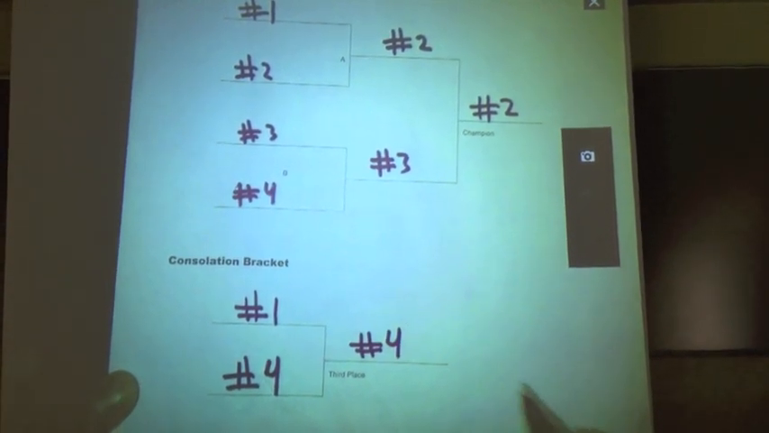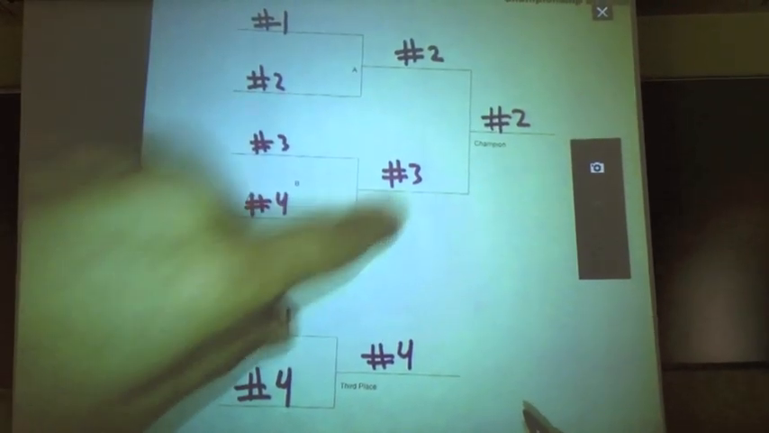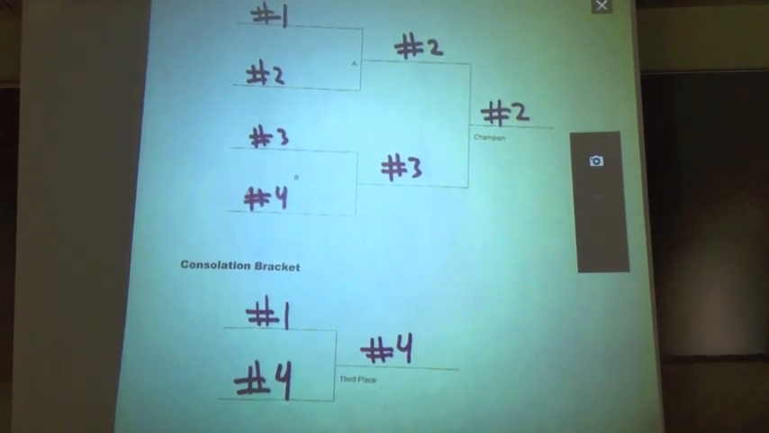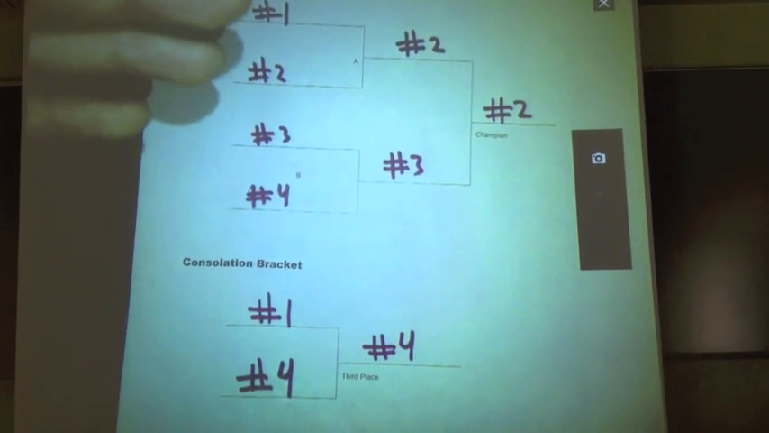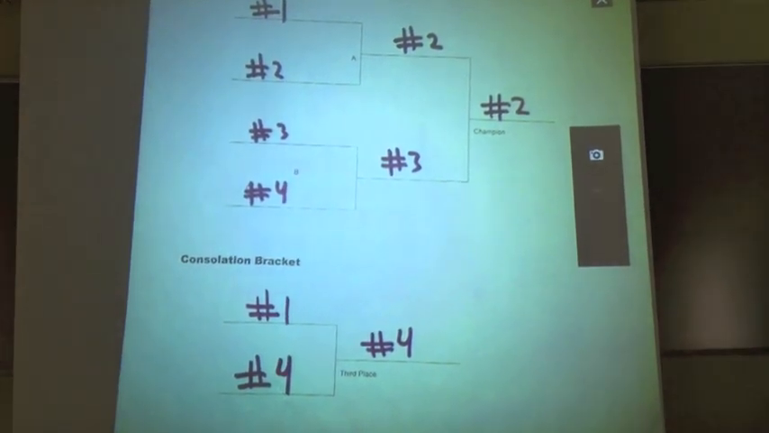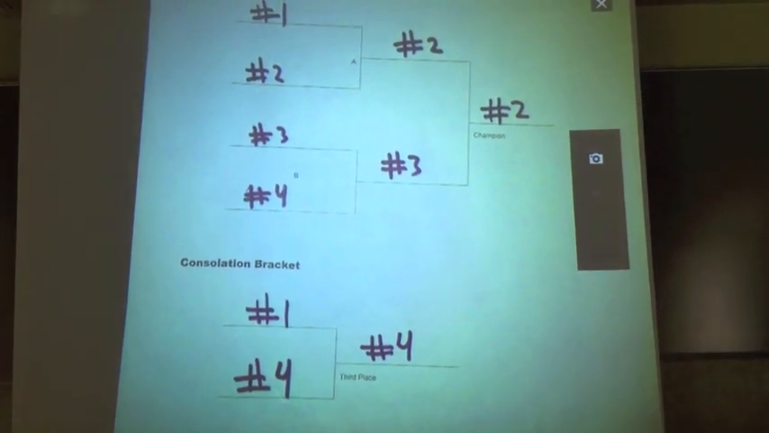And just to clarify right here, for example, we had number 2 beat out 3. 3 is not going to drop down into any sort of consolation bracket, because if you make it to the finals and you're going for 1st and 2nd, and you lose the championship, you will not be dropped down into the consolations. You just end up with 2nd place because the bracket is completed at that point.